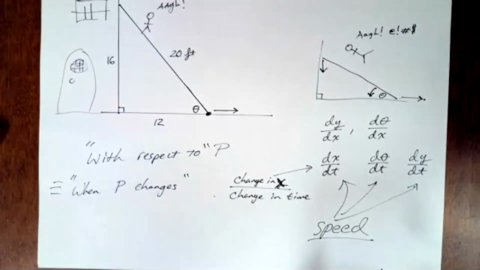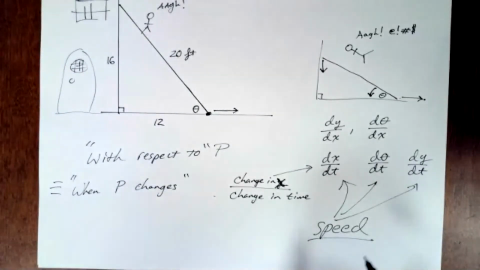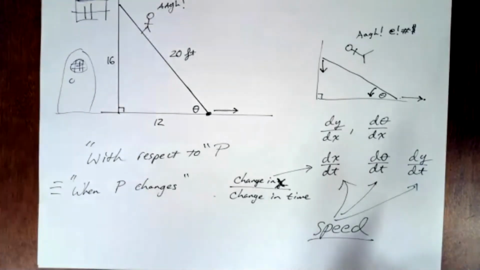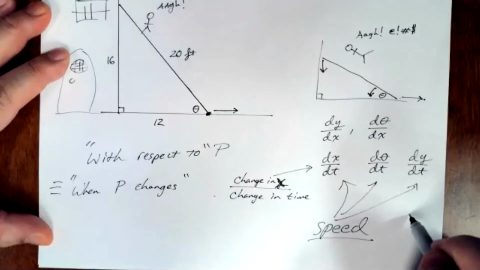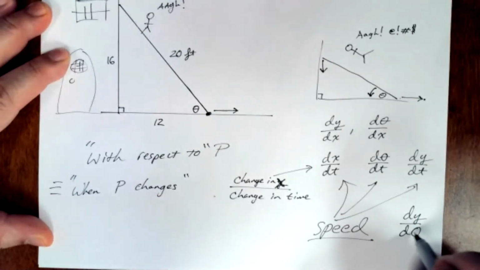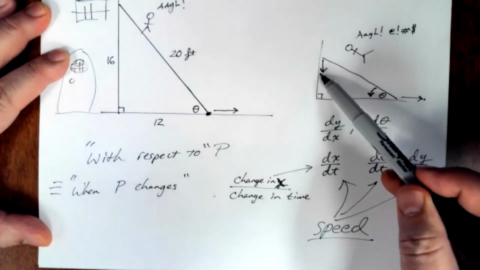That's basically what it says. So how does something change with respect to P, whatever P is: time, X, angle? I could even make another relationship and say dy d theta. For every degree of angle change, how much does this fall?